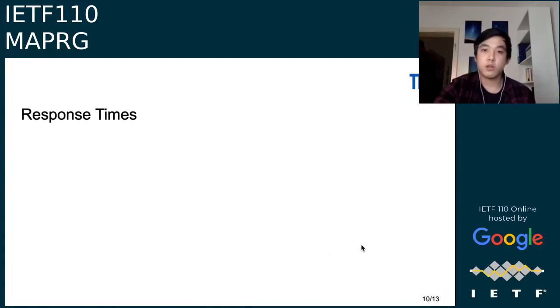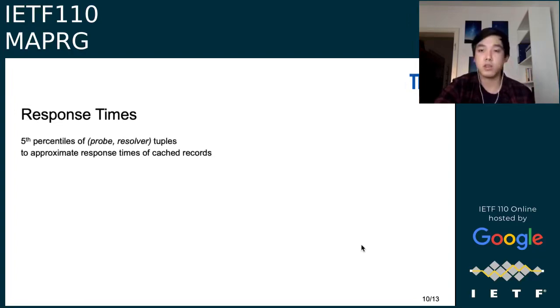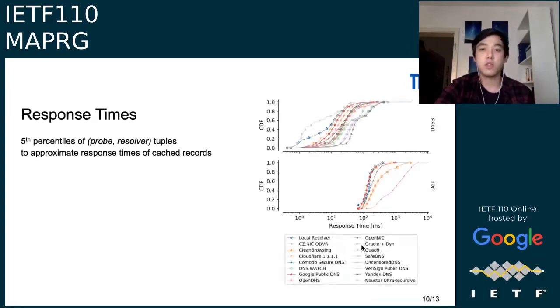All right, so now also the part of the domain lookup may vary a bit. So in order to partially avoid this, we focus on the 5th percentiles of each probe and resolver tuple. And given that we repeat the measurements over a period of a week and take the response times towards the lower end of the distribution with the 5th percentiles, this will therefore approximate the cases of cached records. On this figure, on the right-hand side, you can see the CDF for these 5th percentiles.